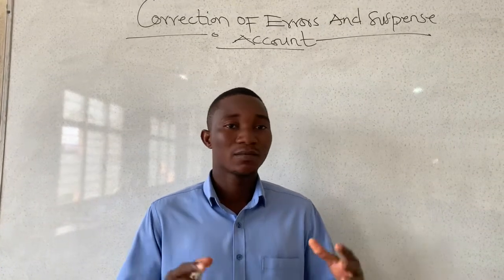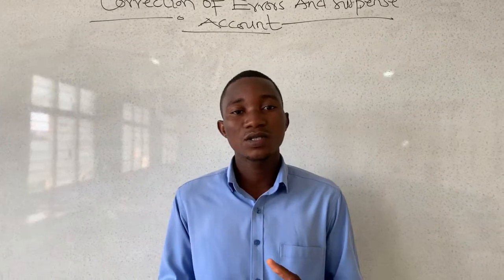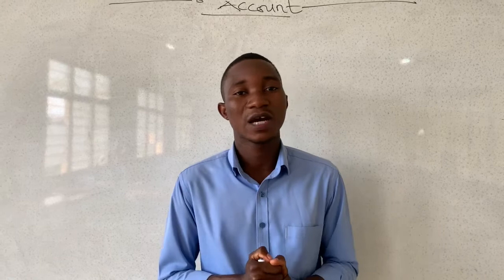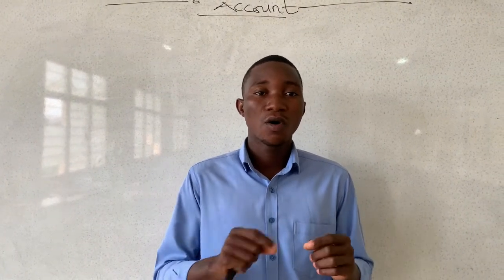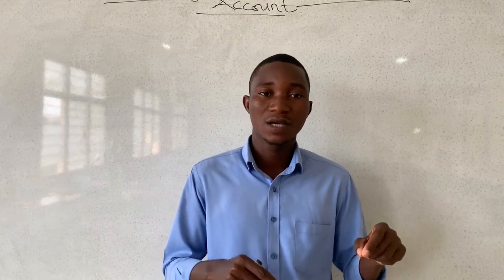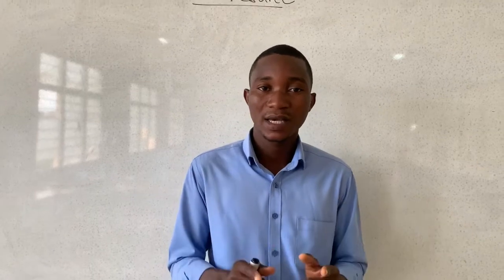So with the types of errors, we have two broad classifications of errors. We have errors that affect the agreement of the trial balance, and we have errors that do not affect the agreement of the trial balance. Okay, but mind you, all errors affect the trial balance, but we are talking about the agreement. We have some that affect the agreement, we have some that do not affect the agreement of the trial balance. Okay, but we are not saying that we have errors that affect a trial balance and errors that do not affect a trial balance. No, what we are saying here is the agreement.